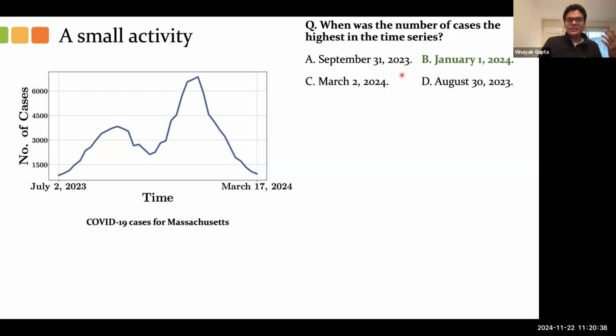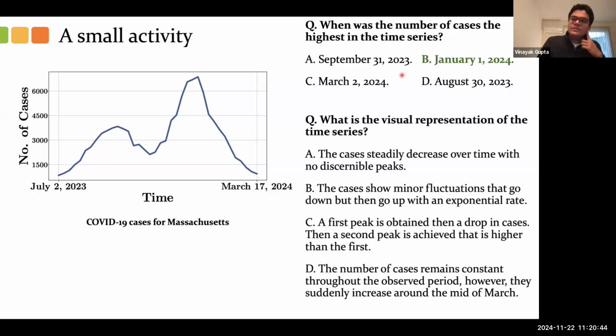So now let's go into a detailed question, an in-depth understanding question. What is the visual representation of this time series? Do the cases steadily decrease? Are there minor fluctuations, where we obtain a first peak and then things go down, then we again obtain a second peak? Or thirdly, does everything just remain constant and nothing is observed?